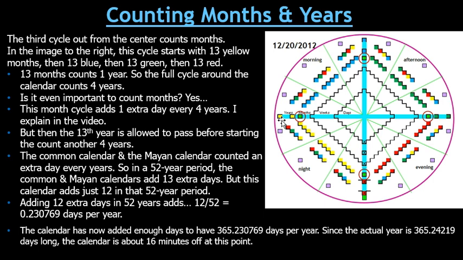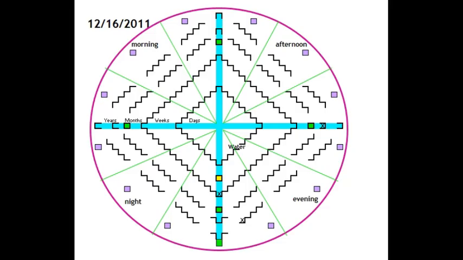Okay, now I'm going to show you how these days are counted using the calendar. So here we are back in December 16th, 2011. It's getting close to the winter solstice, a couple of days away. And this is the end of a 4-year period, so we're going to add an extra day. Okay, here we go.